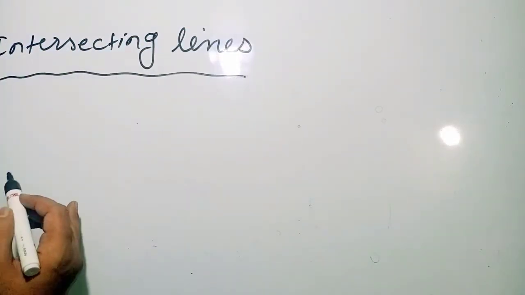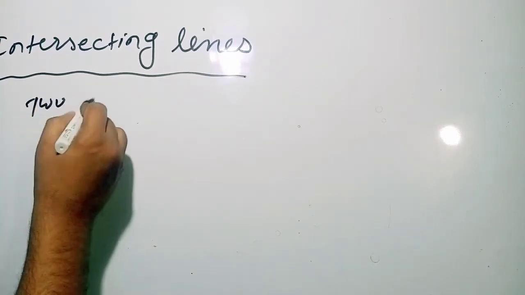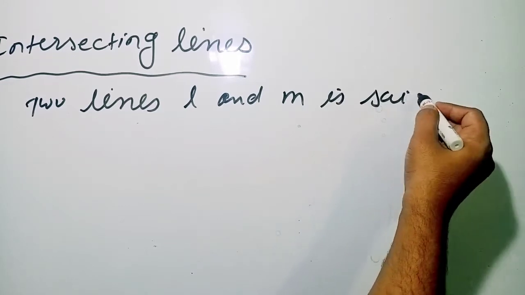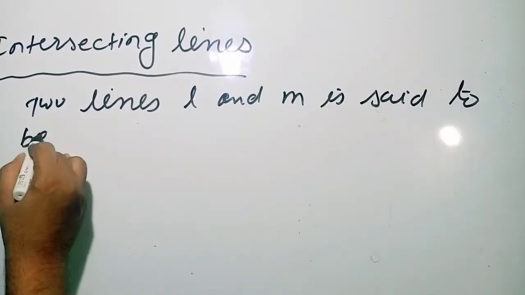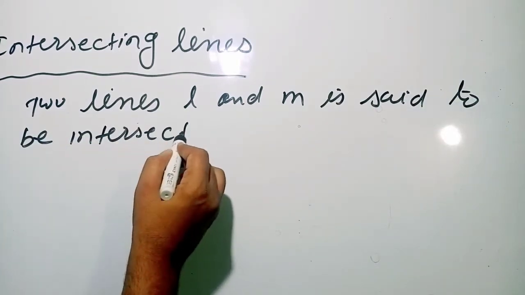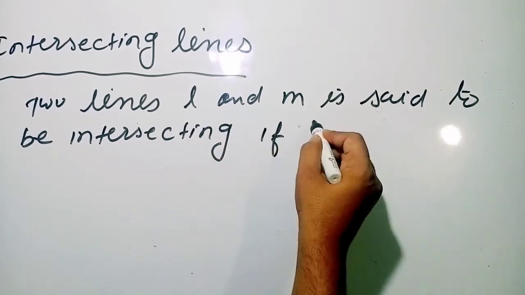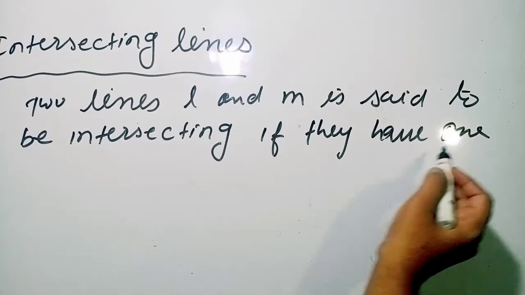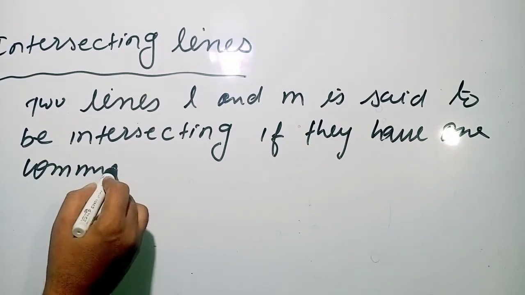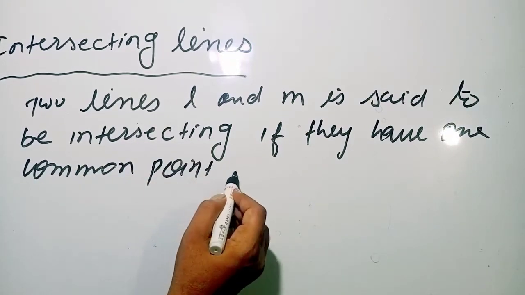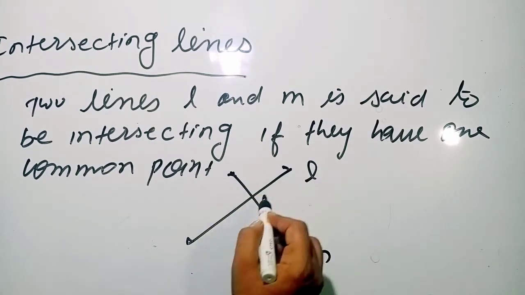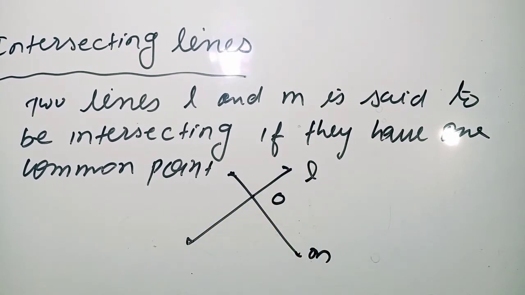Next is intersecting lines. Two lines are said to be intersecting if they have one common point. So two lines L and M are said to be intersecting if they have one common point, right? So here suppose L and M are intersecting at point O. O is common to both the lines, right?